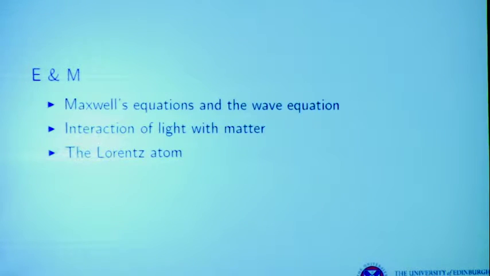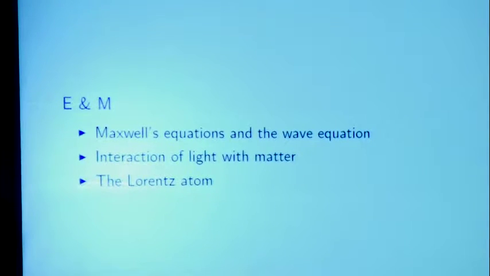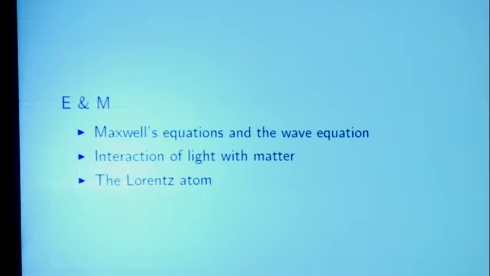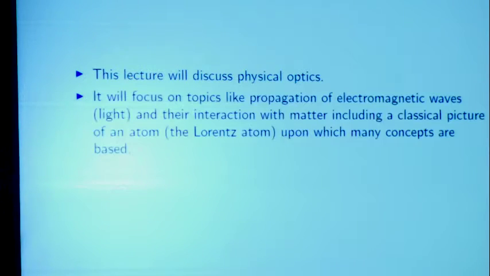So I want to talk about Maxwell's equations and the wave equation, and then talk about interaction of light with matter. There's a classical formalism called the Lorentz atom, which I think is pretty cool, that actually has a lot of the physics we actually use built into it, even though it's a classical description, which is kind of neat. So we're going to talk about physical optics, and we're going to talk about propagation of electromagnetic waves and their interaction with matter, and a classic picture of the Lorentz atom.